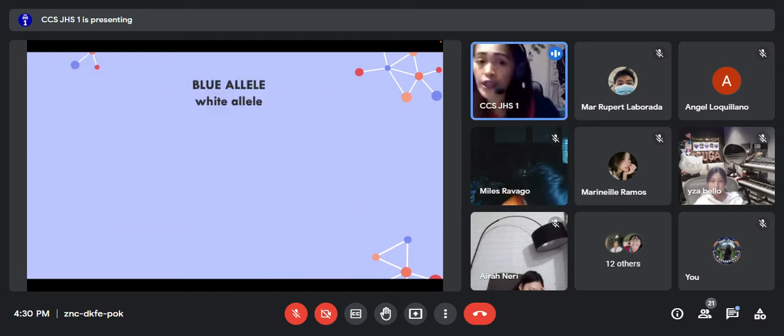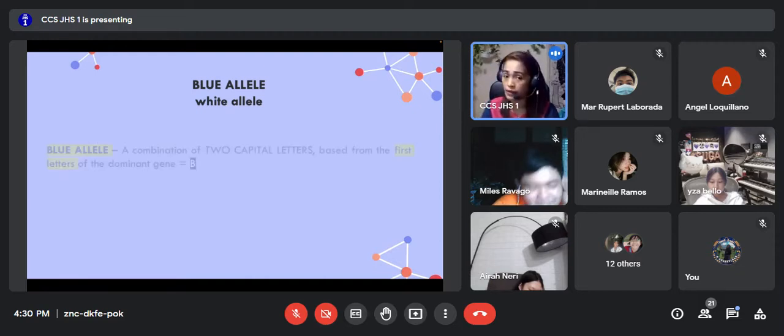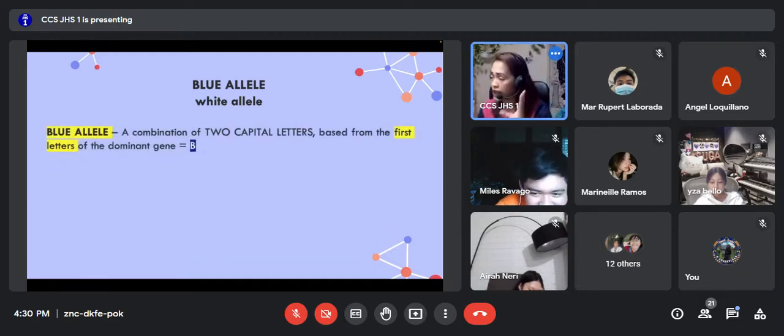So let me give you an example here. Let us say the blue allele or the blue option is the dominant, and then white is the recessive allele. Now, please take note of this one because in terms of the coding for incomplete dominance, there's a slight difference. There's a slight difference in terms of how you write the coding. For incomplete dominance, what we will do is get the first letter of the dominant allele or gene. In this case, the first one is blue, so we will have capital B.